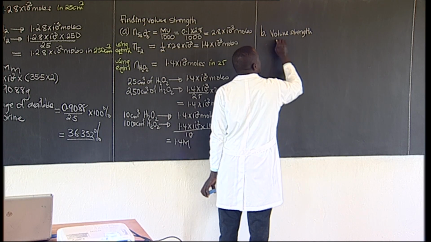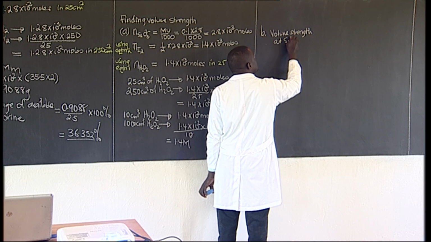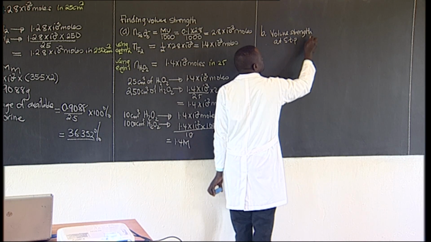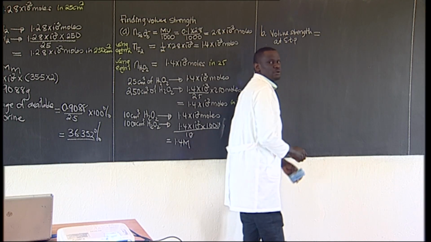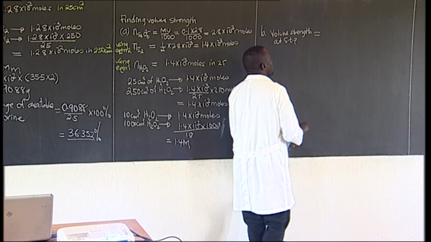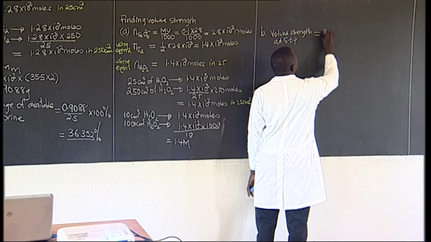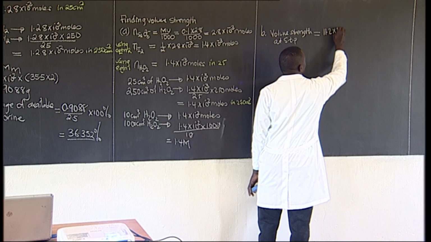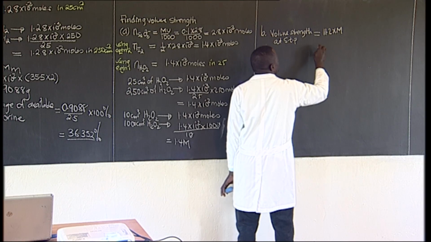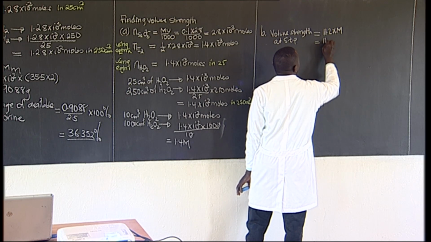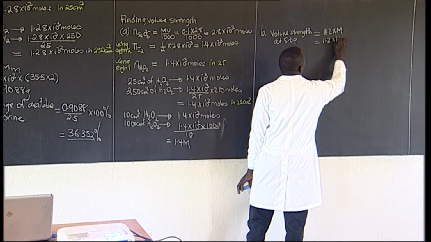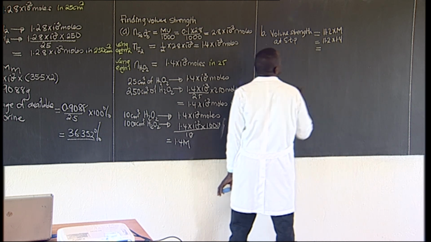Strength at STP. We shall get it from this formula, where we have 1.2 times the molarity. So we have 1.2 times 1.4, and we get our answer.